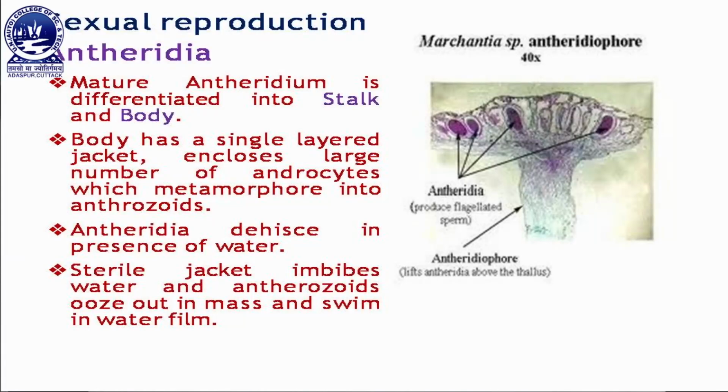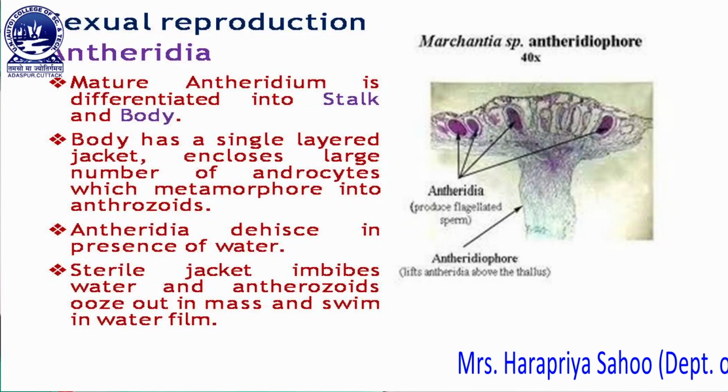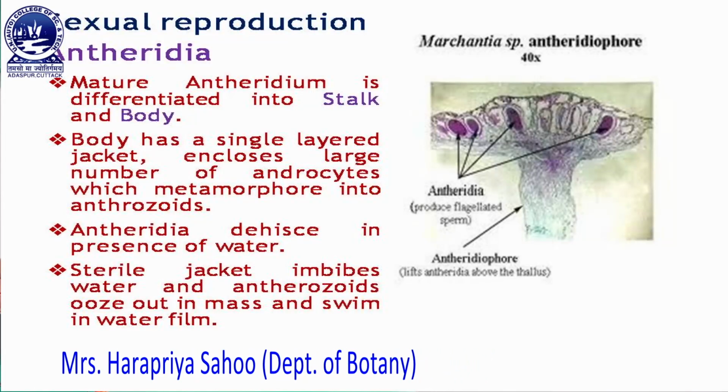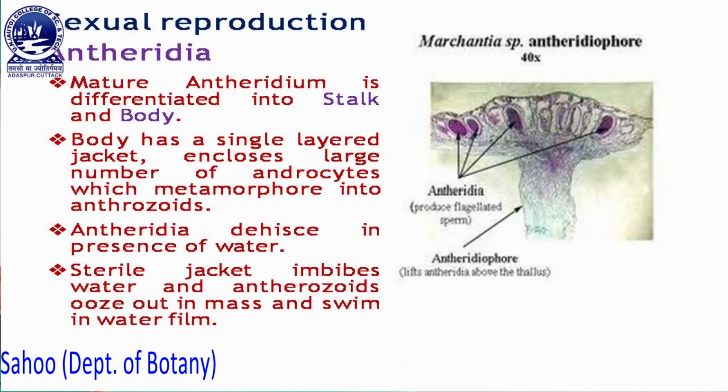Then the mature antheridium. A mature antheridium is divided into a stalk and a body. The body has a single-layered jacket layer, or antheridial wall, that encloses a large number of androcytes which gradually metamorphose into antherozoids. The antheridia dehisce or rupture in the presence of water, then the sterile jacket layer of the antheridia absorbs water and the antherozoids are released from the antheridia in a mass and swim in the water film.